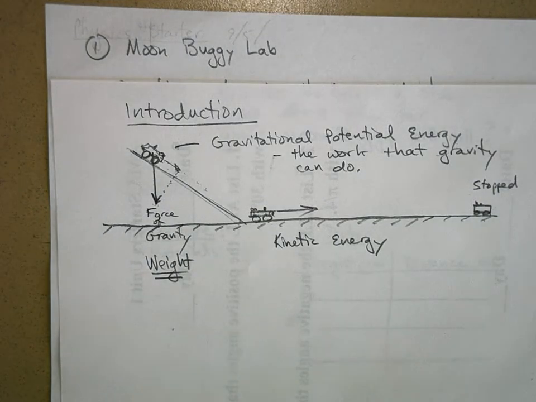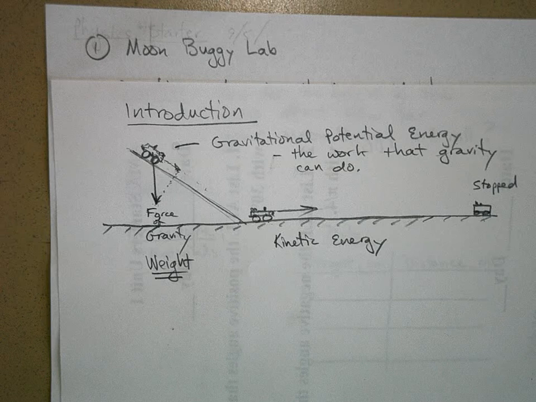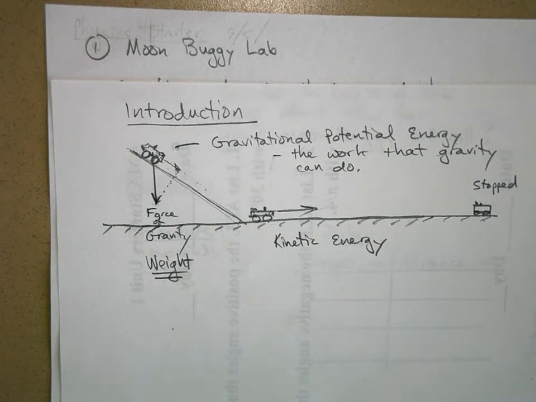It has no kinetic energy because it's stopped, and it has no gravitational potential energy compared to the floor because it doesn't have any height above it. Gravity can't do any more work on it. Where did all that energy go? It has to go somewhere. You can't just say it disappears. Energy is never created or destroyed, just transformed from one form into another. So where did all that energy go?